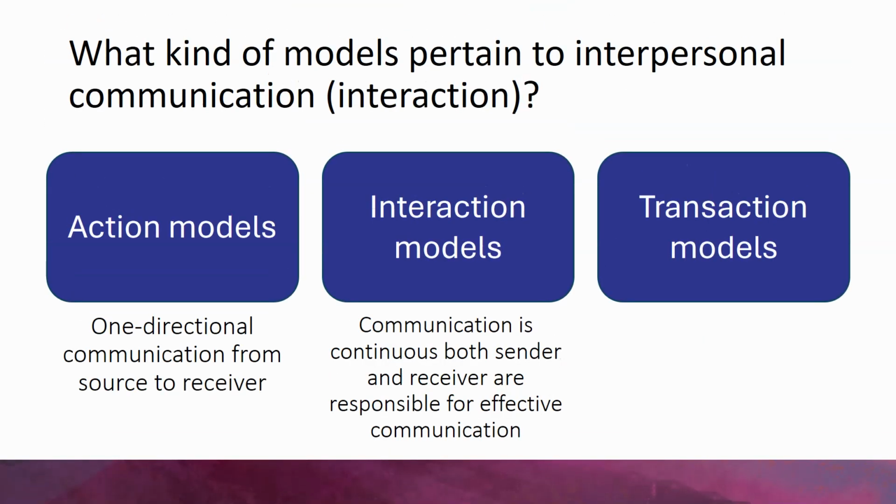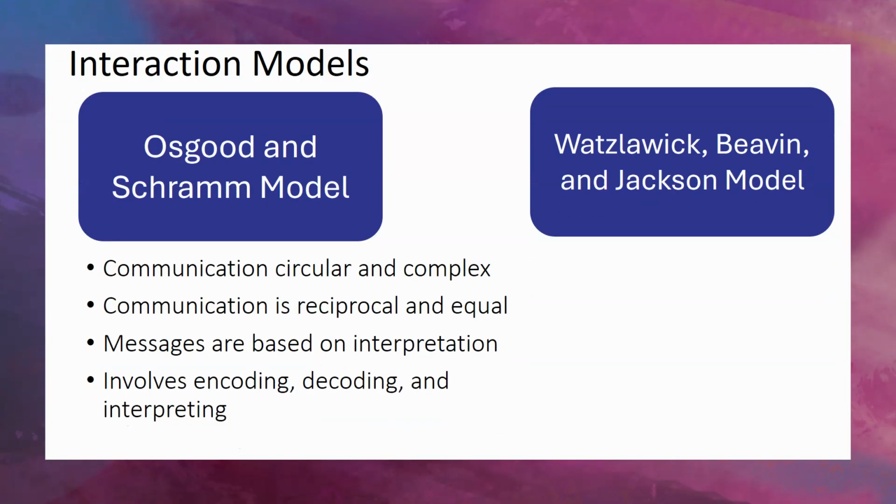In transaction models, communication is continuous, and both sender and receiver are responsible for effective communication. Interaction models also exist, as well as one-directional action models. The Watzlawick, Beavin, and Jackson model describes communication as circular and complex, reciprocal and equal, with messages based on interpretation and involving encoding, decoding, and interpreting. The Osgood and Schramm model is an interaction model.